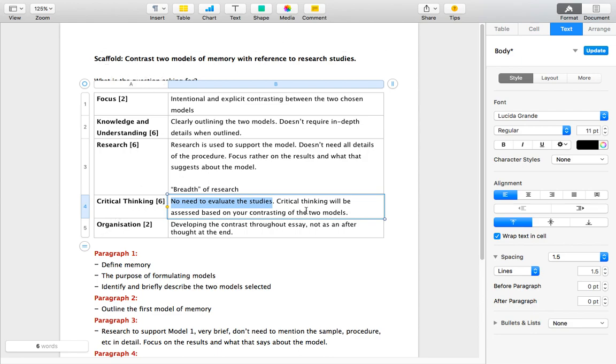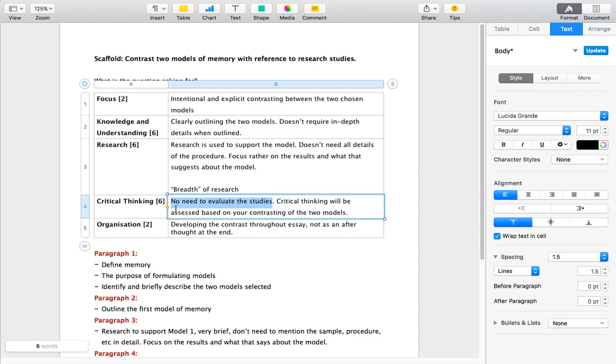Rather, the way you can showcase critical thinking is by showing that you understand these models and how they're different, and provide solid points contrasting the two models. That is where you will get your 6 points for critical thinking, not in saying that the research procedure was reliable and valid, and the sample was enough to generalize to the general population. Those are things that you do not need to focus on for this essay.